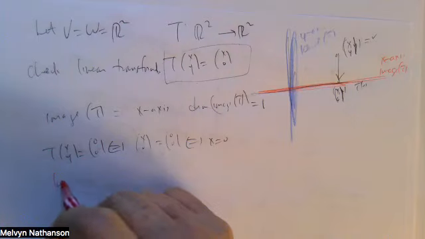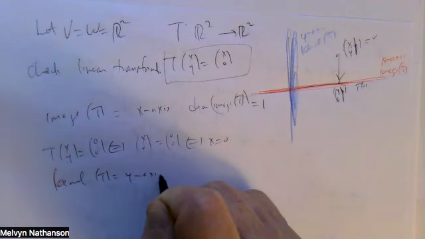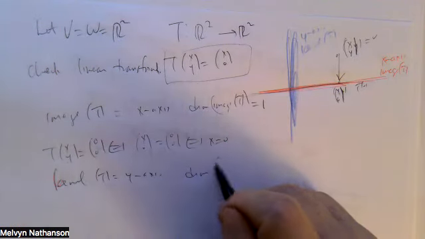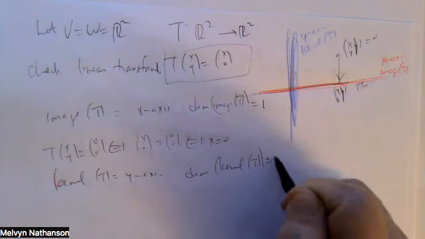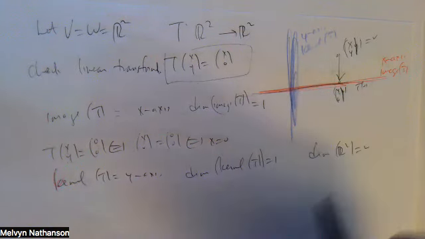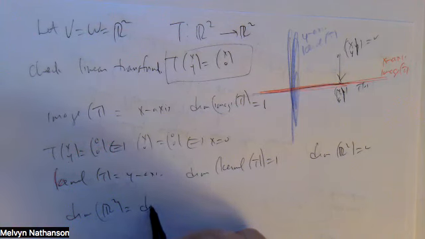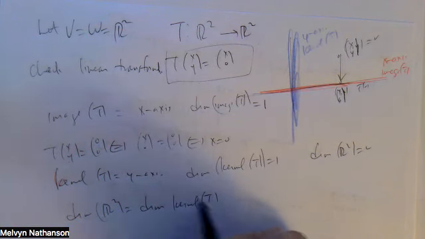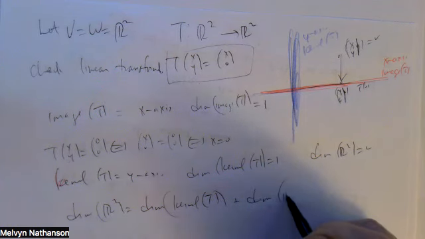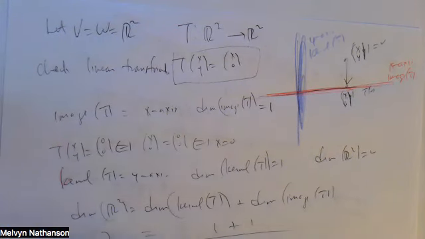And so the kernel of T is the y-axis, which is a one-dimensional subspace. The dimension of the kernel of T is 1. And the dimension of R2 is 2. So the dimension of R2 is the dimension of the kernel of T plus the dimension of the image of T. That is, 2 equals 1 plus 1. So 1 plus 1 equals 2 is a nice result in linear algebra.